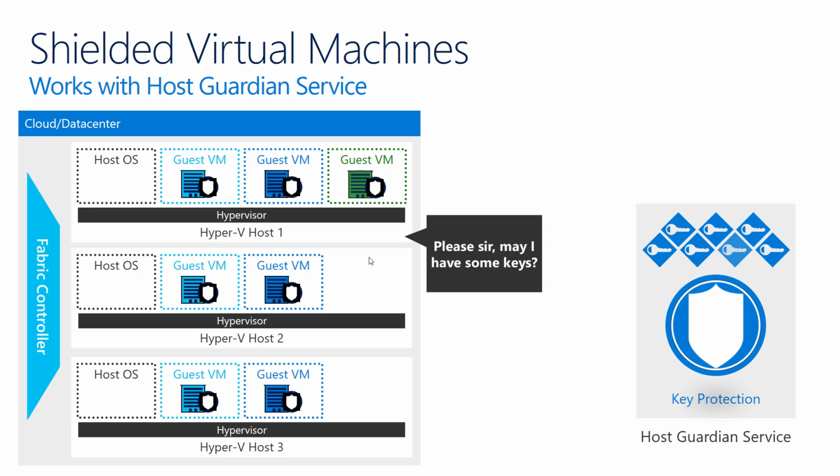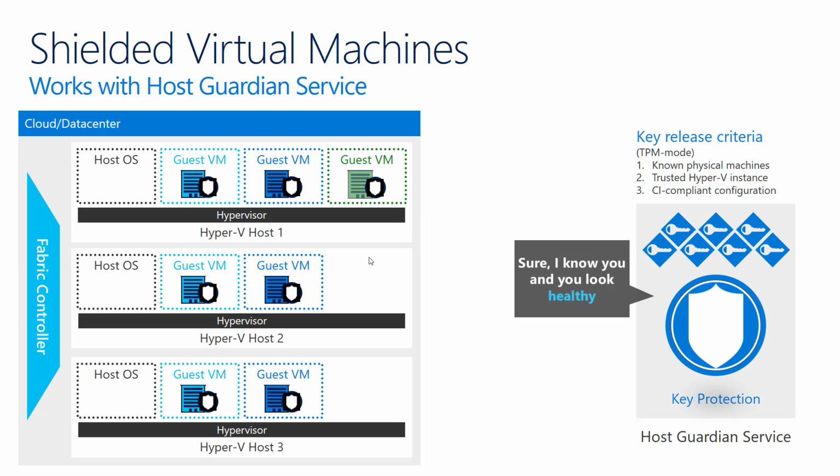And the shielded VMs, they work with that Host Guardian Service. So what you can see here is we've got this new guest VM that's starting up, and as it starts up, it has to ask, can I get some keys? So it has to go out to that key protection service to actually validate that it can get keys. So what happens here is, first of all, that key protection service has to know that the request is coming from a Hyper-V host that's a trusted host.